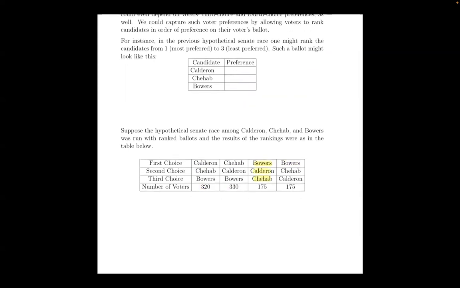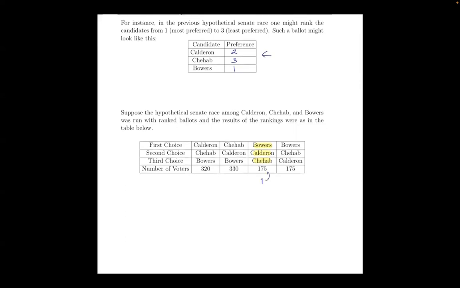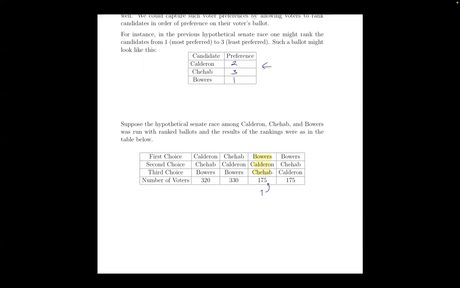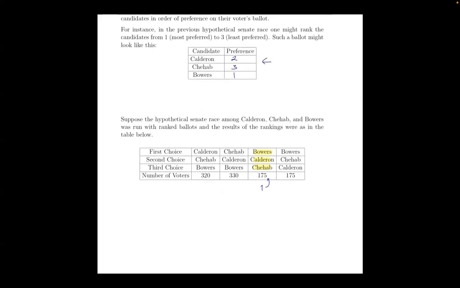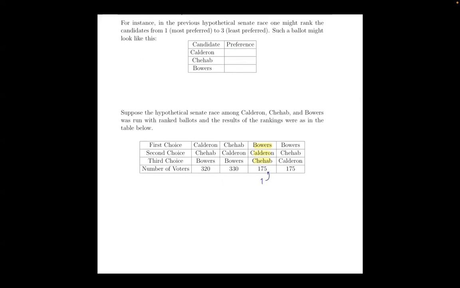It would be 1 for Bowers, 2 for Calderon, and 3 for Shihab. That would be the way that one of these votes would come about. And if I submitted this ballot right here, it would be one of the votes of this 175. Right, so that's to link your ballot to the results. Of course, the results would be counted up by machine, by election officials, and all of that will be worked out as it normally is. We wouldn't have to deal with all the counting part of it. You would just get to see the results of it all.